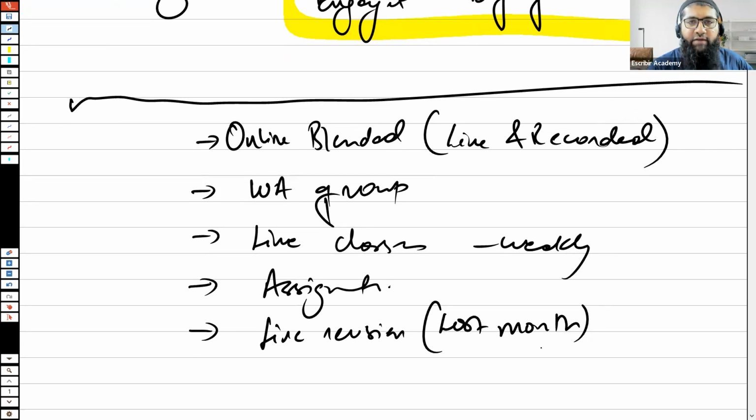So we go about doing multiple things. It's online blended, you are added to a WhatsApp group, and live classes are conducted on a weekly basis where queries are discussed as per the given agenda. Then you have assignments which have to be submitted by you, which will be marked, and you'll get feedback on them. Plus, there are live revision classes conducted at the end of the session. So that's how things go about.